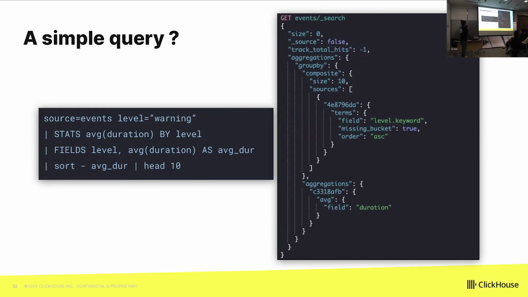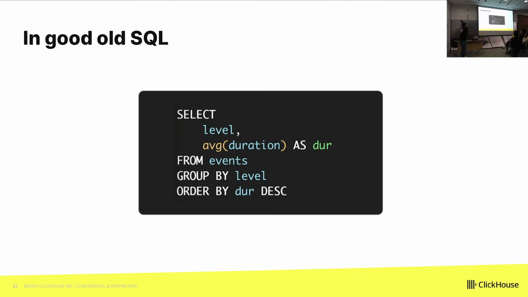If you have used Elasticsearch query language, the left side is the Elasticsearch query, and you can see it's not very readable. Do you call this a simple query language query? I would not. But if you want to do something similar in SQL, it's very simple: you do group by, order by, and you can get the average duration for each level. I am still used to SQL more than other query languages, but it's very much a person-to-person thing.